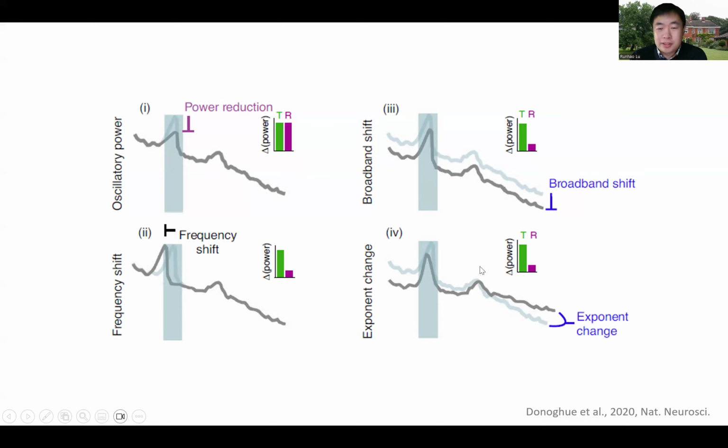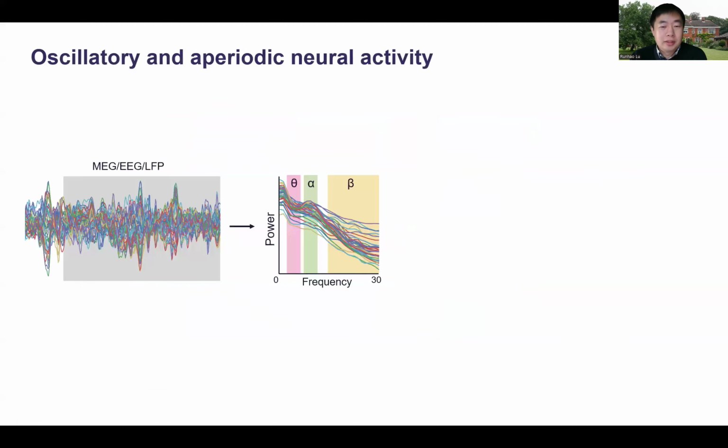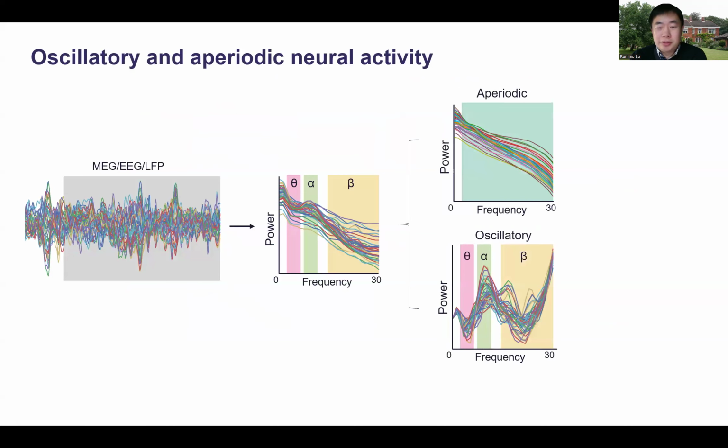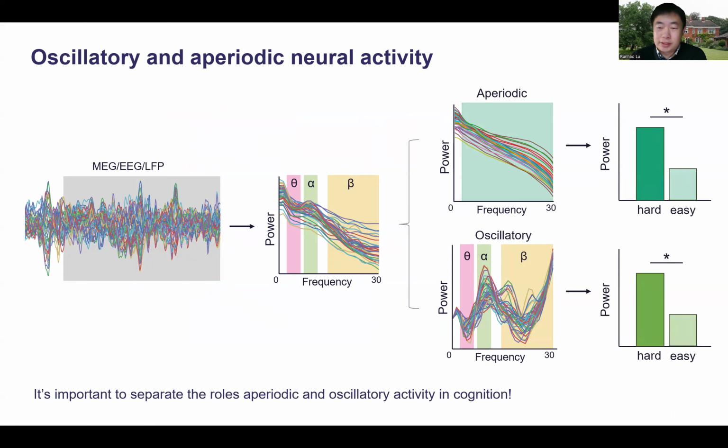And you may also find a rotation of the whole power spectrum. In that case, you may also find an alpha decrease or increase in the narrow band, but actually it's an aperiodic exponent change. So typically when you find an alpha decrease or increase, it could result from an oscillatory activity change like here, or it could be an aperiodic activity change. So it is very important to separate aperiodic and oscillatory activity, and perhaps to look at their separate differences in different cognitive conditions.